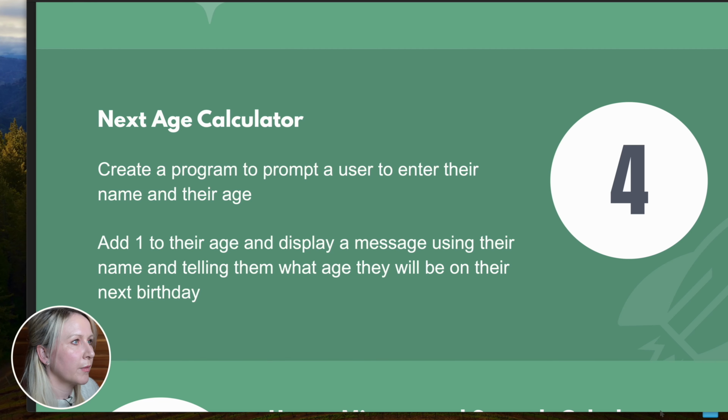So challenge 4 is called Next Age Calculator. It says create a program to prompt a user to enter their name and their age. Add one to their age and display a message using their name and telling them what age they will be on their next birthday. All right, let's get going with this.